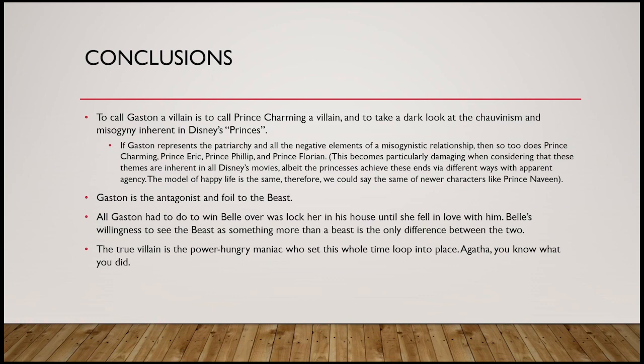Gaston is the antagonist and the foil to the Beast, and really all he had to do to win her over was lock her in his house until she fell in love with him. And her willingness to see the Beast as something more is really the only difference. She's kind of shallow. All it took for her love was really just to give her a library. So the true villain is the power-hungry maniac who set this whole time loop into place. Agatha, you know what you did.